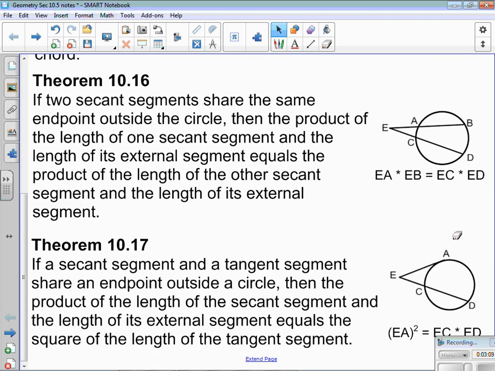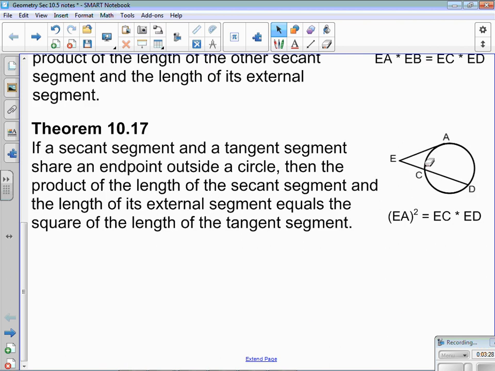And theorem 10.17: if a secant segment and a tangent segment share an endpoint outside a circle, then the product of the length of the secant segment and the length of its external segment equals the square of the length of the tangent segment. In this one, it's the same rule with the secant. You take the outside part times the whole thing, and that's going to be equal to the length of the tangent segment squared.